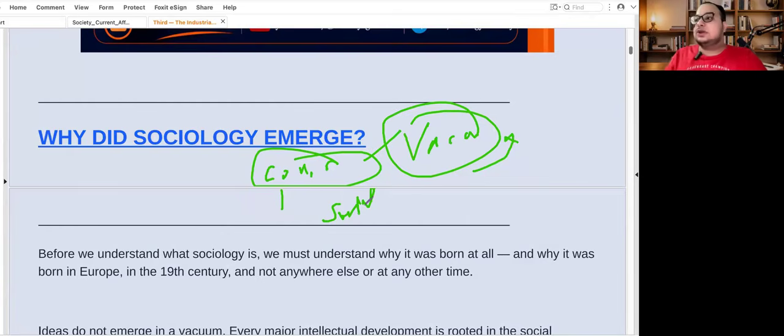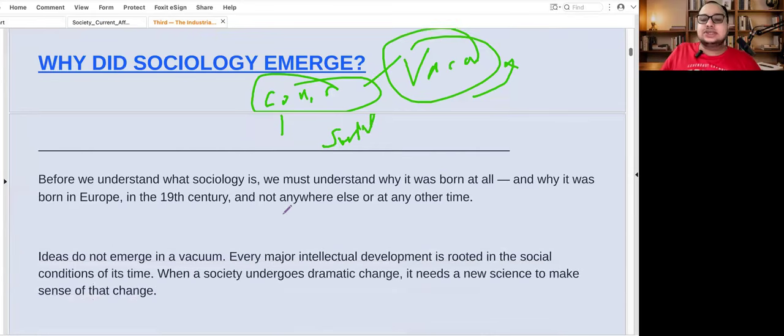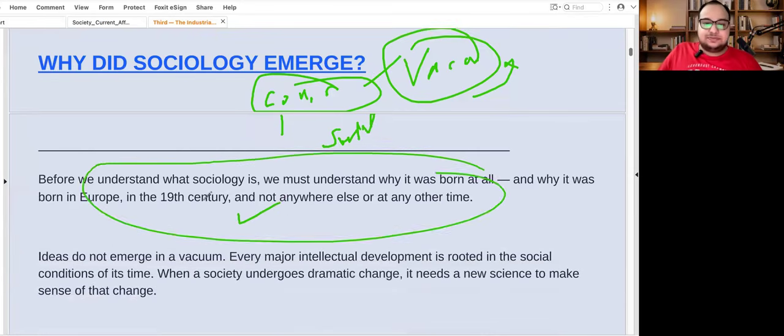To cure those social pathologies, the social deficiencies, inequality, poverty, this subject emerged. A lot was happening in Europe. A lot of social upheaval was happening in Europe. So because of that, this subject emerged.